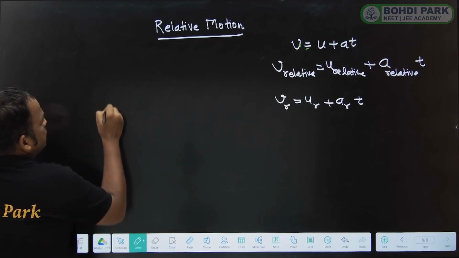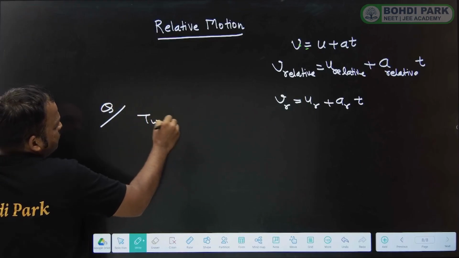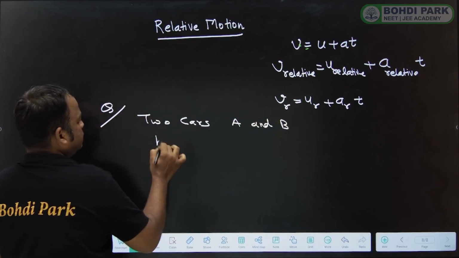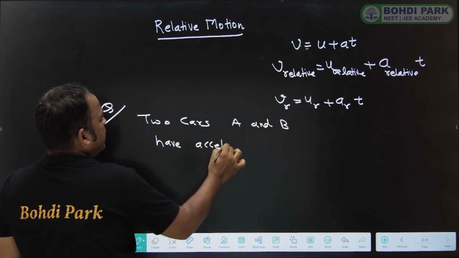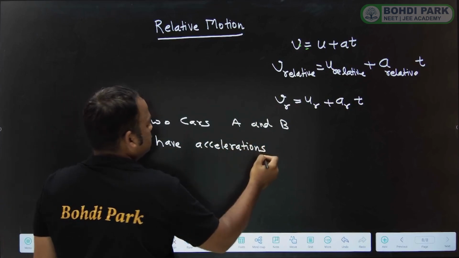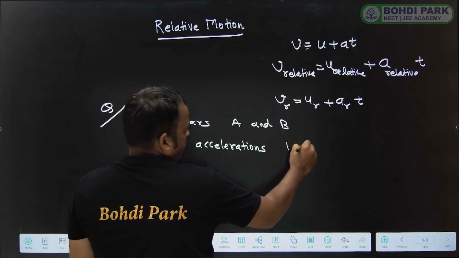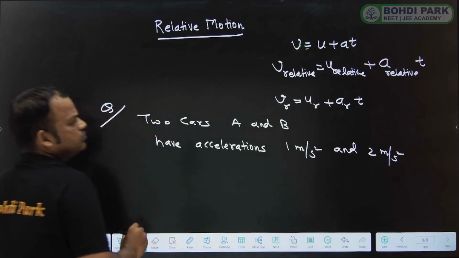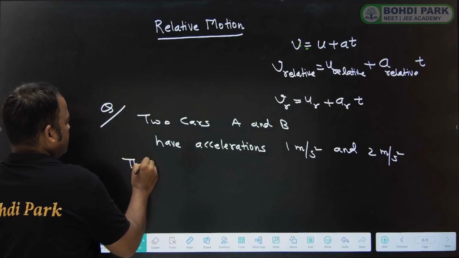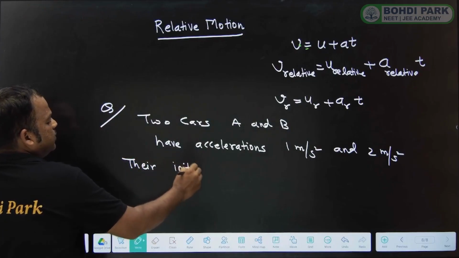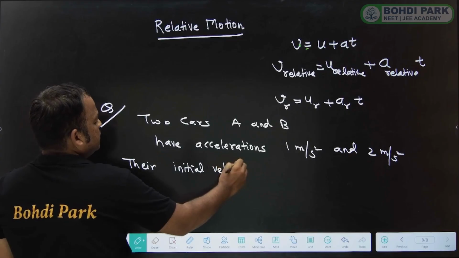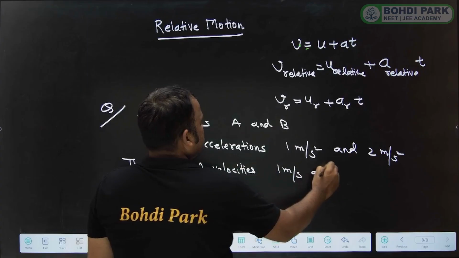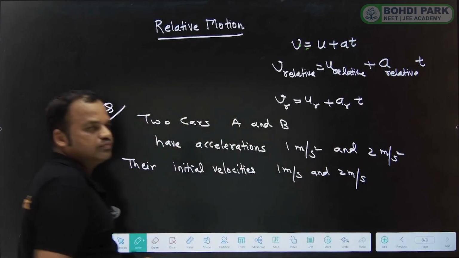So suppose in a question they are saying two cars A and B have accelerations 1 meter per second square and 2 meter per second square. Their initial velocities are 1 meter per second and 2 meter per second.